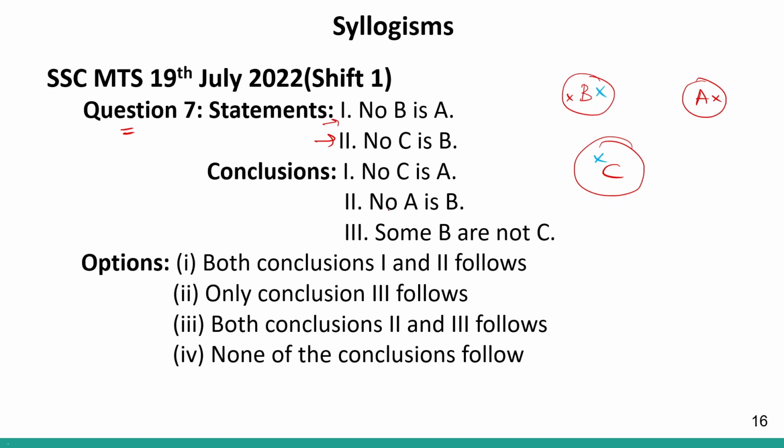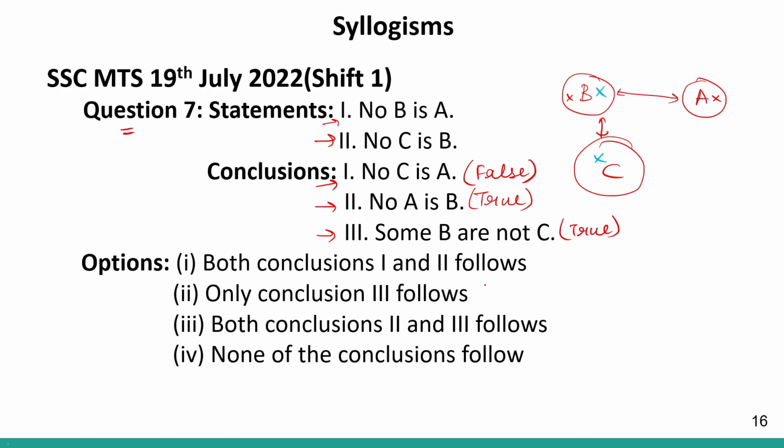Okay? Now, conclusion 1 is no C is A. This is not correct because there is no restriction on A and C. There is restriction on A and B and there is restriction on B and C, but there is no restriction on A and C. Therefore, this is false. Conclusion number 2 says no A is B. This is correct. Then, third one says some B are not C. This will also be true because they are not overlapping.